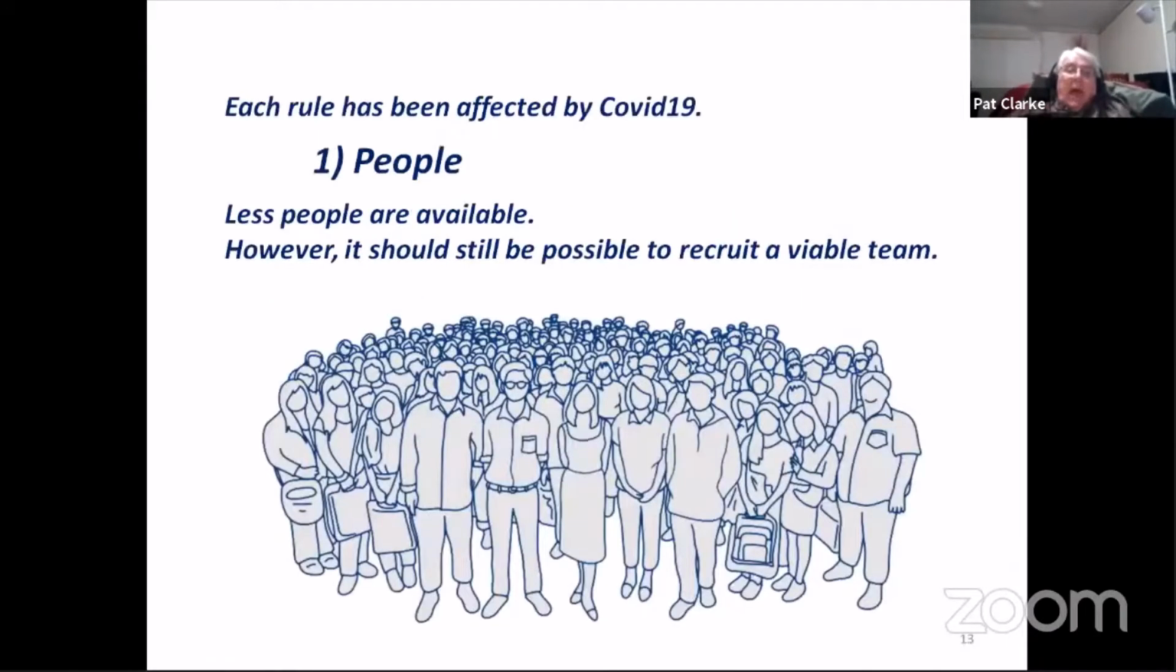Okay. Every rule has been affected by COVID-19. First of all, there are fewer people available. People don't want to join a group association. People can't travel. Trying to maintain social distancing means it's difficult to work in workshops together. It's difficult to sit down and have planning meetings or whatever the case may be. However, there's more than 1 billion people in India, so it shouldn't be too hard to get a sufficient number to have a viable team.